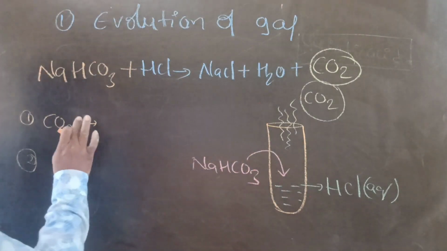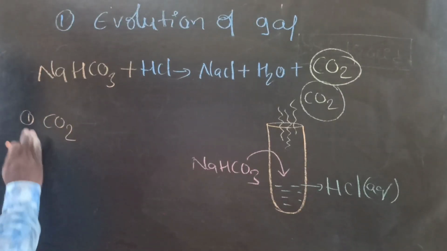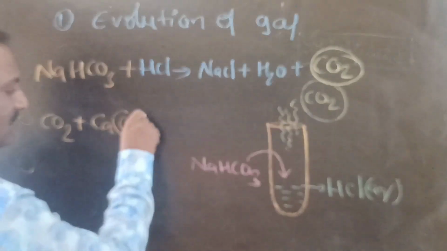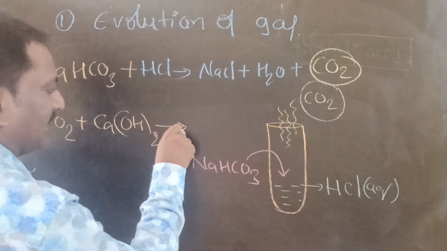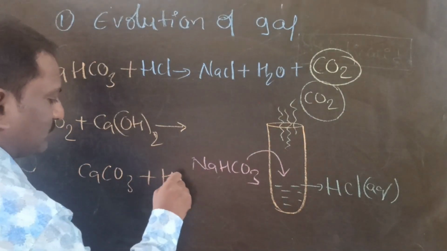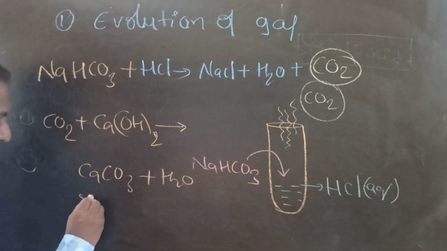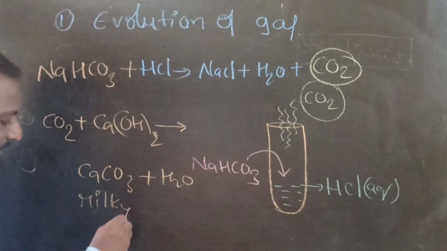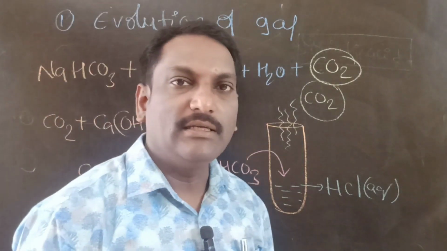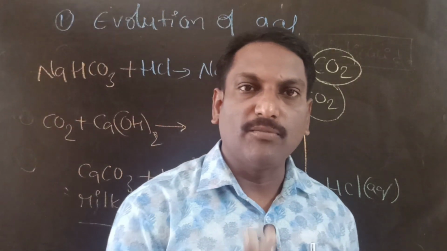Let me write that equation. Carbon dioxide when passed into lime water, a calcium hydroxide solution, which is colorless, becomes milky white in color. So there is formation of a white precipitate. This is the milky white precipitate.